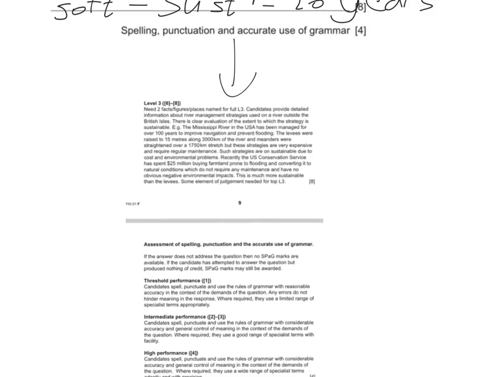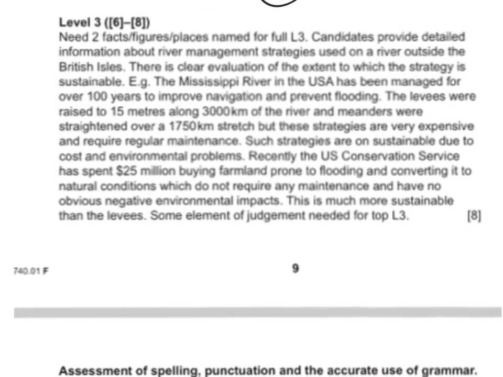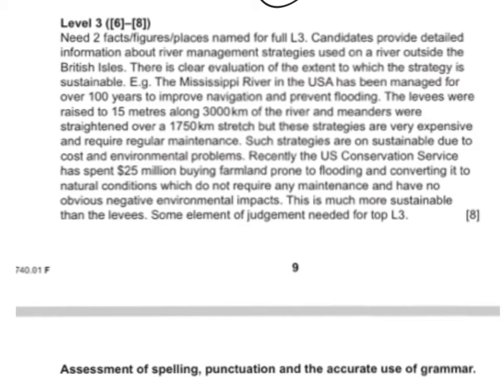Let's have a look at the mark scheme. Some of the key aspects of the mark scheme are that we need 2 facts, figures, places, so 2 FFP named for full level 3. In the answer that I've just talked you through, we named the Tennessee Valley, and we also named the height of the levees and the distance that they were engineered for. So that allows us to hit full level 3. There's clear evaluation to the extent to which the strategy is sustainable, so that's where we gave our positives and negatives, and you can see here an example.